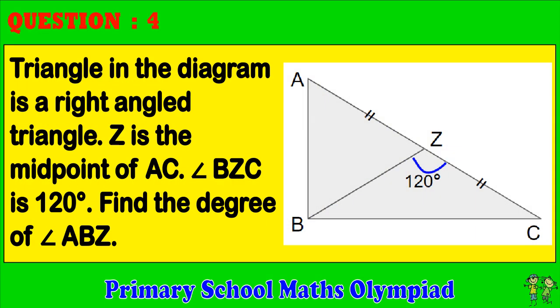Question 4. The triangle in the diagram is a right-angled triangle. Z is the midpoint of AC. Angle BZC is 120 degrees. Find the degree of angle ABZ.